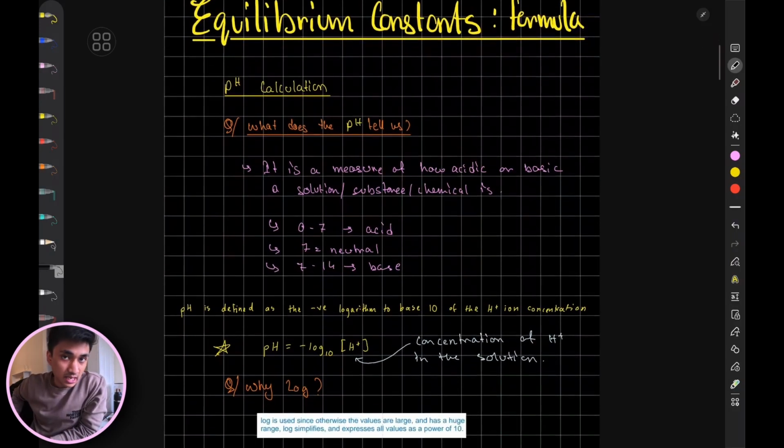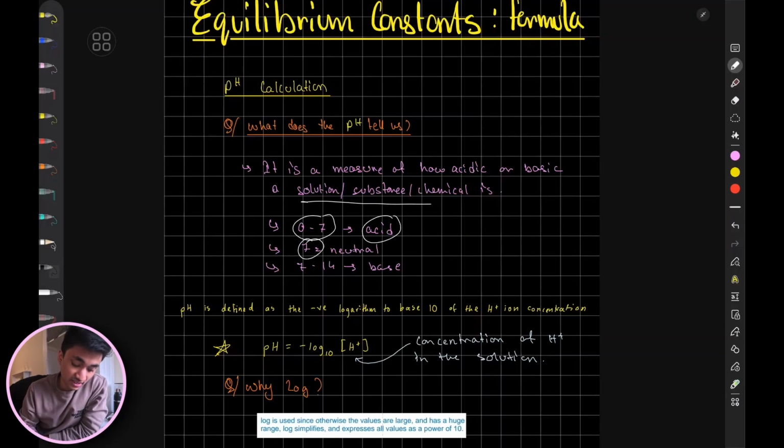So what does the pH tell us first? Let's understand the objective of pH. It is a measure of how acidic or basic a solution, substance or chemical is. So we want to understand how acidic anything is. A pH of 0 to 7 is an acid, a pH of 7 is neutral, a pH of 7 to 14 is basic.